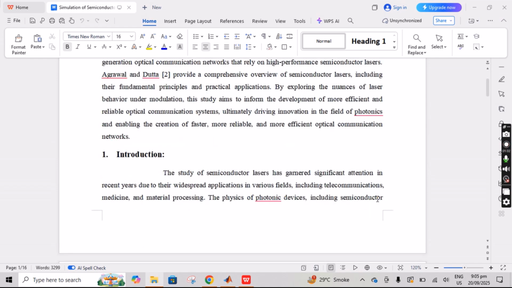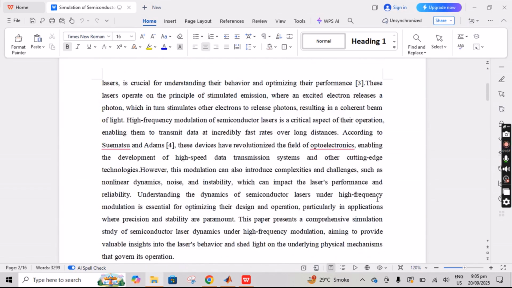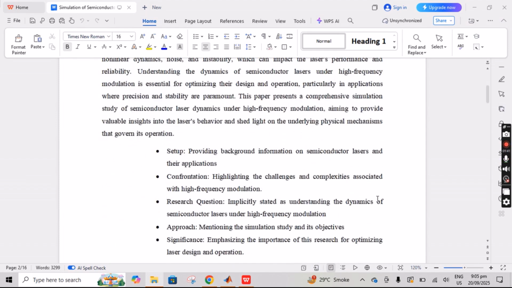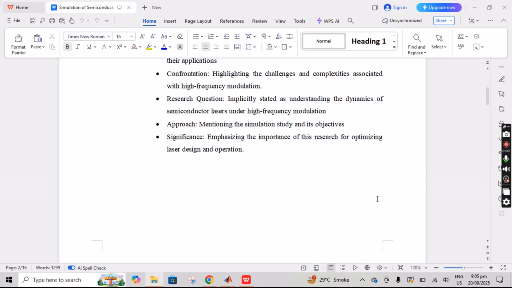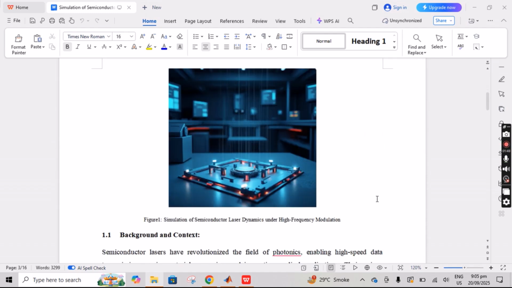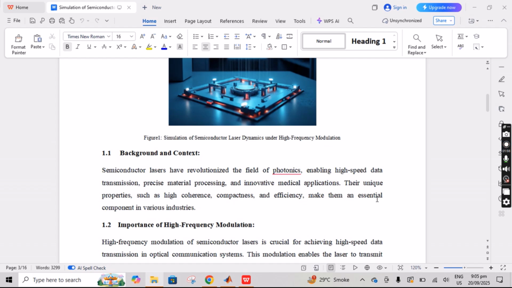So I have written the complete abstract with the introduction and the detailed review of introductions, how it provides the setup, confrontation, research questions, approach, and the significance levels. Okay, so this is the layout of semiconductor laser dynamics under high frequency modulation.